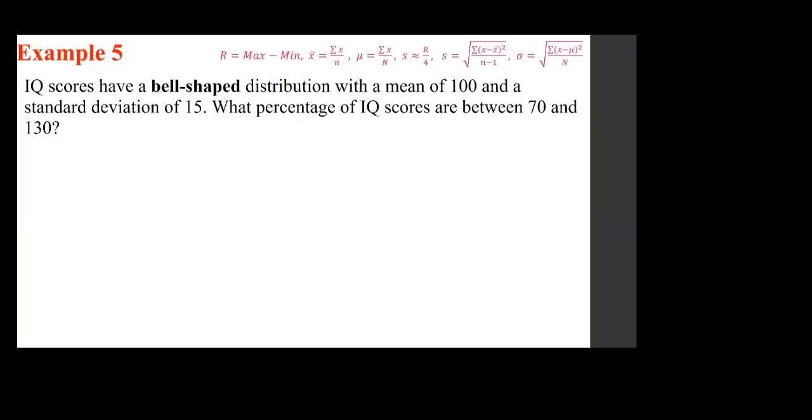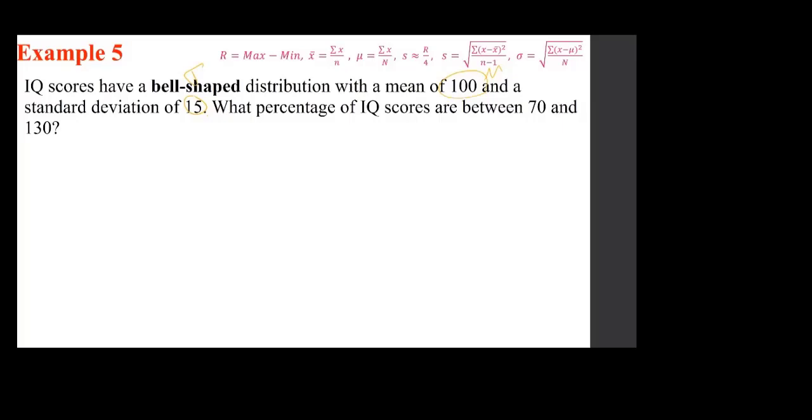With a mean of 100, so that's mu, and sigma is 15. Mu is 100, sigma is 15. What percentage of IQ scores are between 70 and 130? Now, this is really referring to the previous page. All you have to figure out is how many standard deviations away from the mean are the two numbers.